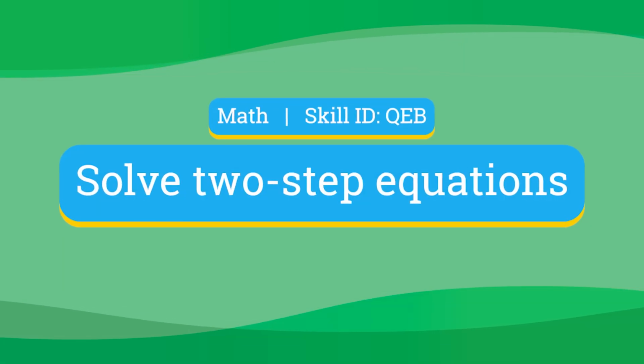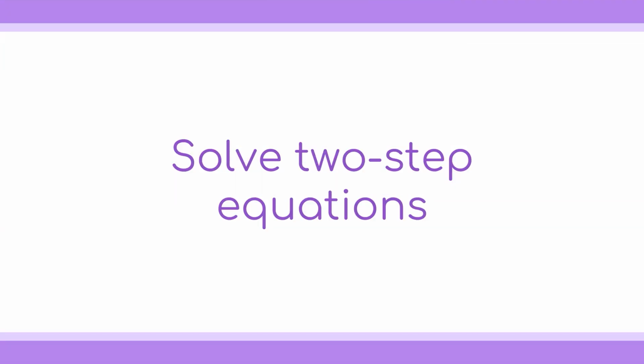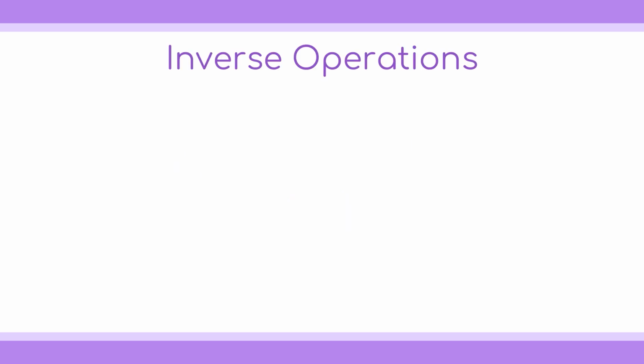Today we'll be solving two-step equations. Remember, when solving two-step equations, the key idea is to use inverse operations to isolate the variable. Let's review that. If there is a number added to what we are trying to isolate, we need to subtract that number to get rid of it. Similarly, if there is a number subtracted from what we are trying to isolate, we'll need to add that number to get rid of it. This is because addition and subtraction are inverse operations.